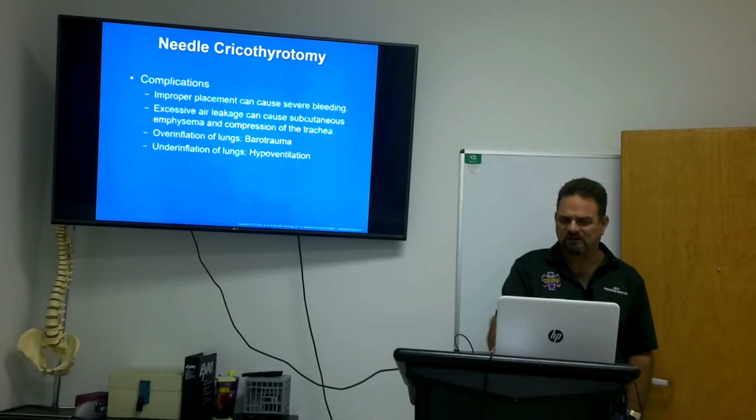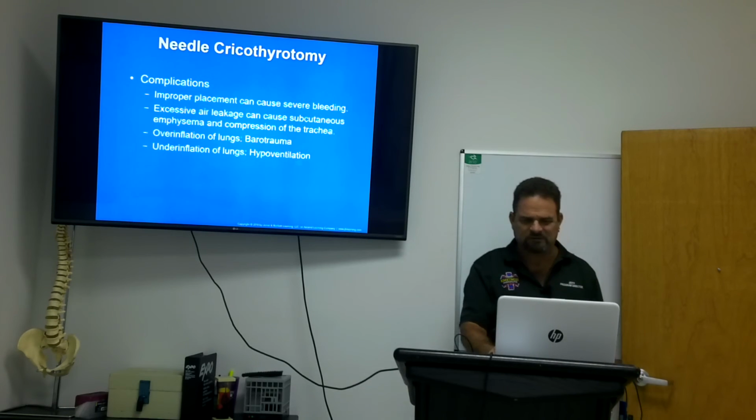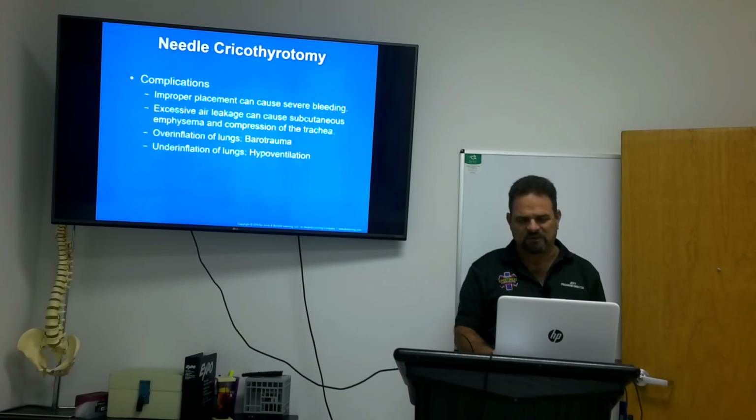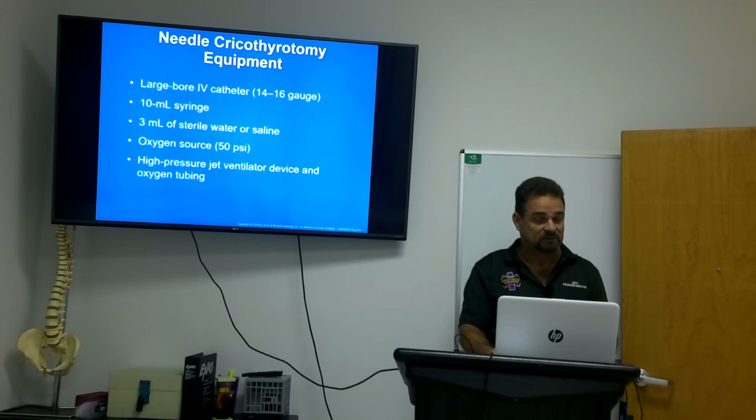Complications: you've got to be careful with proper catheter placement. You may go too far when you're doing your insertion. Excessive air leaks, too much air infiltrates into the subcutaneous space. Extreme care has got to be exercised when ventilating with a jet ventilator. Release the valve; it should be open just long enough for adequate chest rise. Overinflation of the lungs can result in barotrauma, and underinflation can lead to hypoventilation.